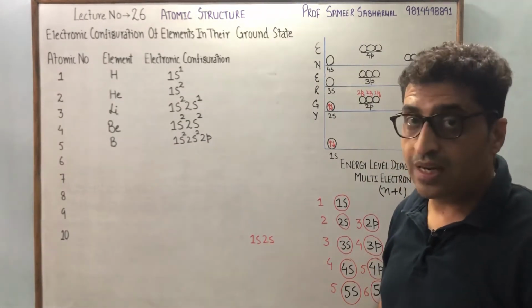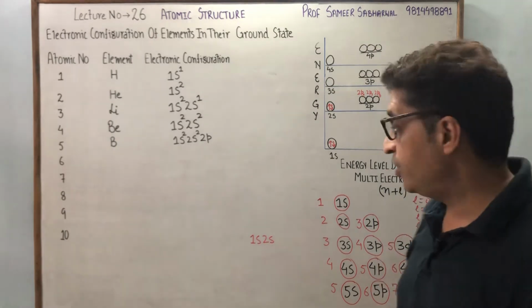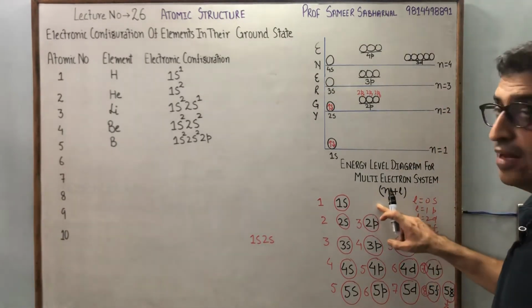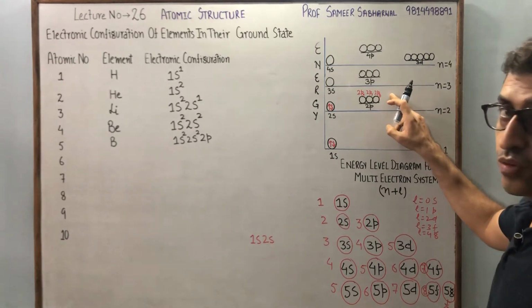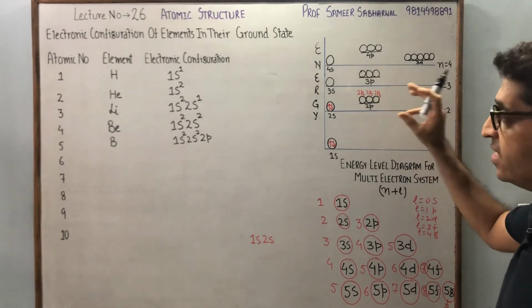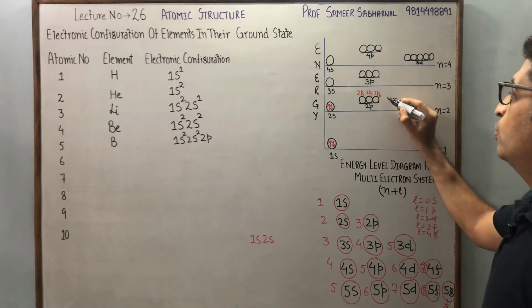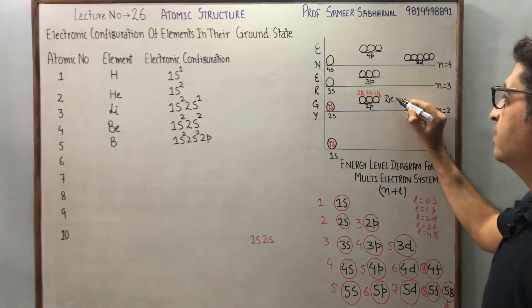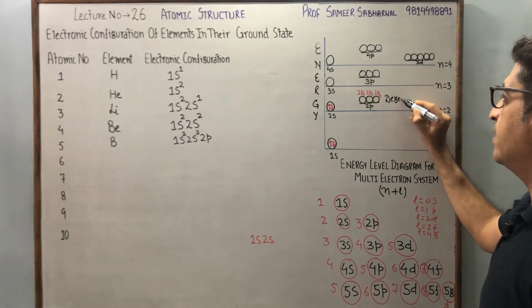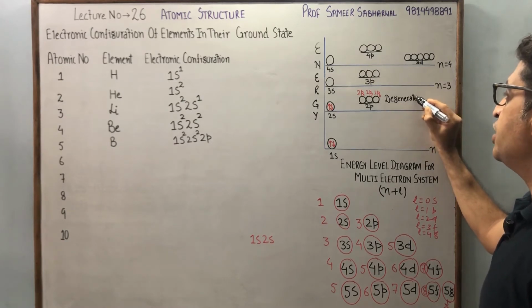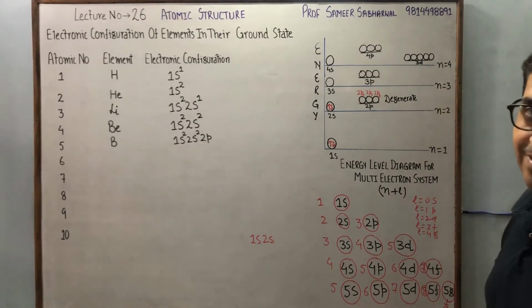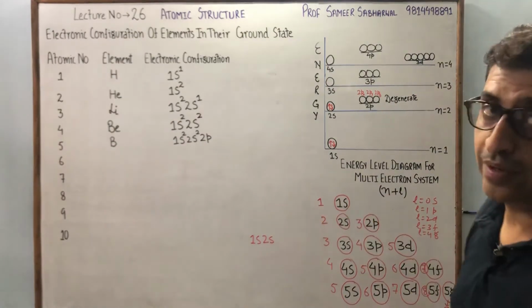In case of a multi-electron system, relative energy is given by the n plus l value. So we do not consider the third quantum number. Means they have the same energy. So those orbitals having the same energy are known as degenerate orbitals. They are having approximately the same energy.